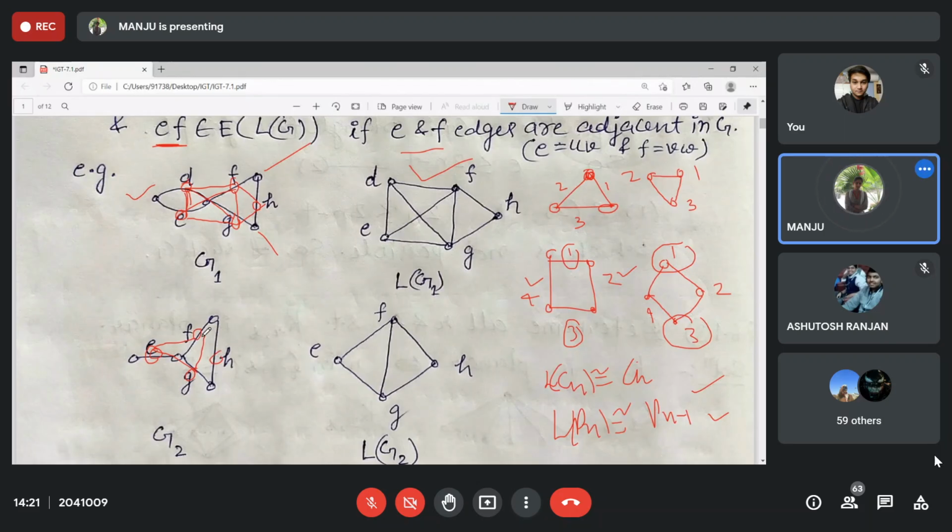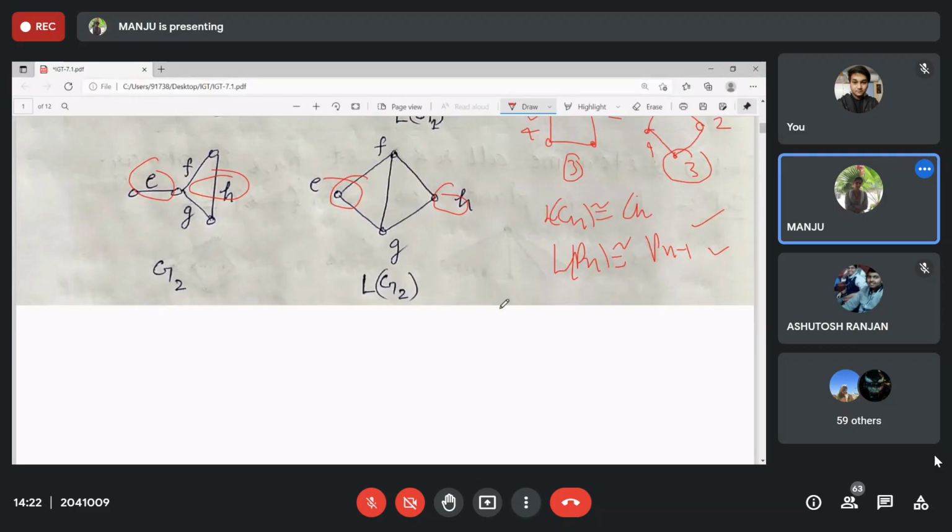What about these three? F and H, G and H, this one. Is there any relation between H and E in this graph? H and E, independent. H and E, independent, right? No common vertex. So here these vertices will be independent. Okay? Any doubt in line graph?